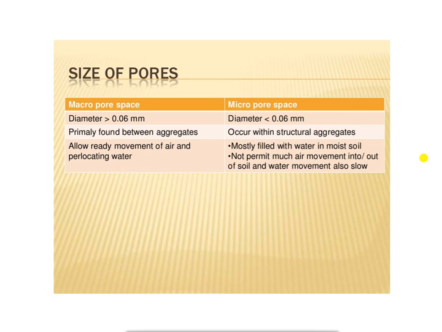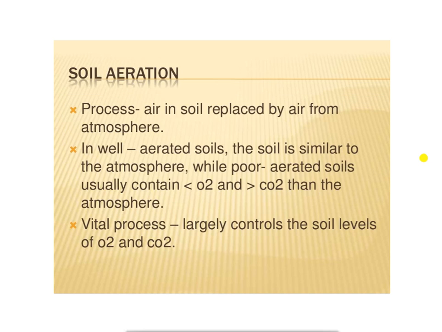Macropores allow ready movement of air and percolating water, and micropore space is mostly filled with water in moist soil, does not permit much air movement into and out of the soil, and water movement is also slow, depending upon the size of pores.